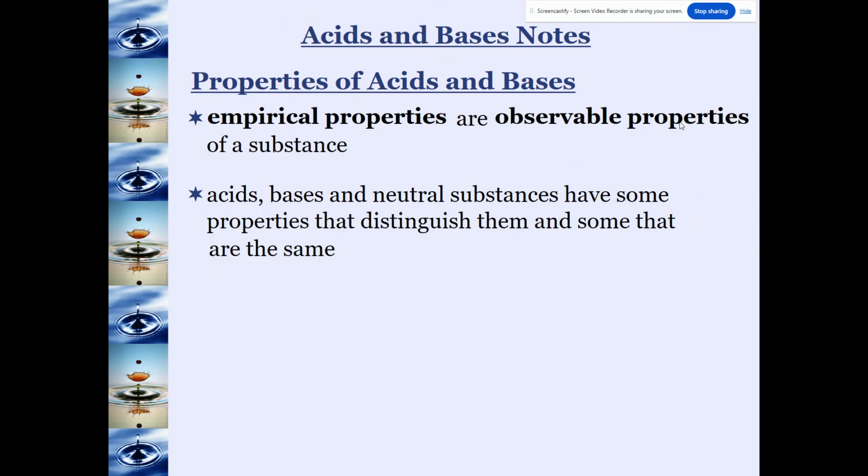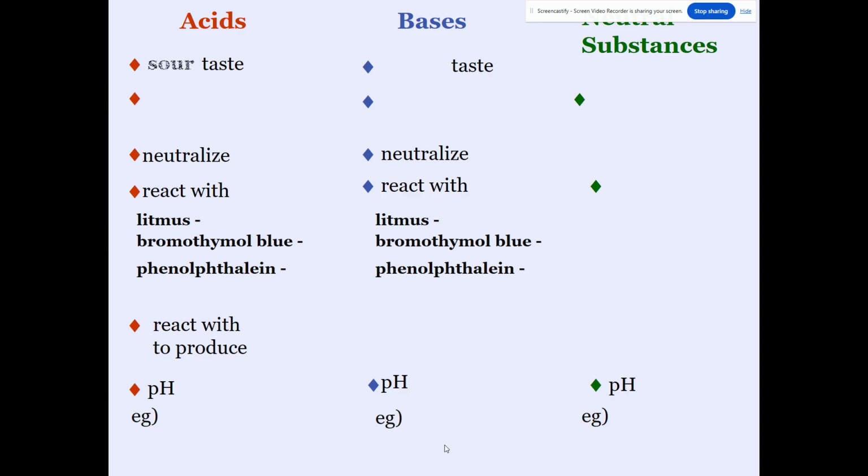First of all, we're going to look at some observable properties, also known as empirical properties. Acids, bases, and neutral substances have properties that distinguish them and some that are the same. It's important to note when you have a solution, it's going to fit into three categories. It's either going to be acidic, basic, or neutral. Okay? So if it's not an acid and it's not a base, it's neutral. So let's talk about those properties.